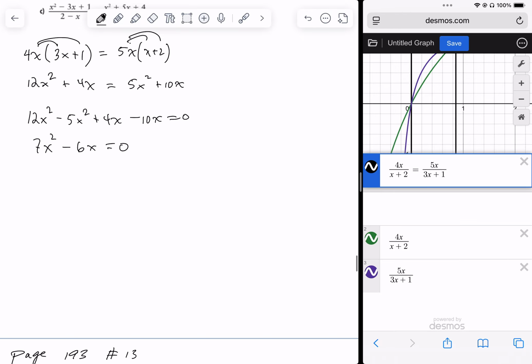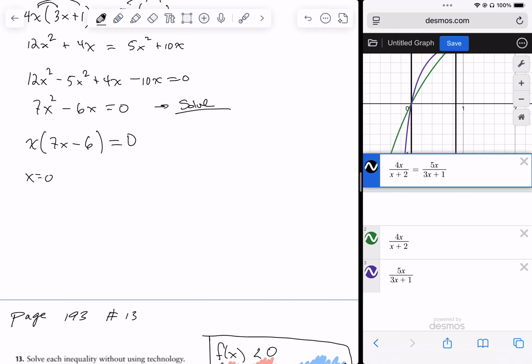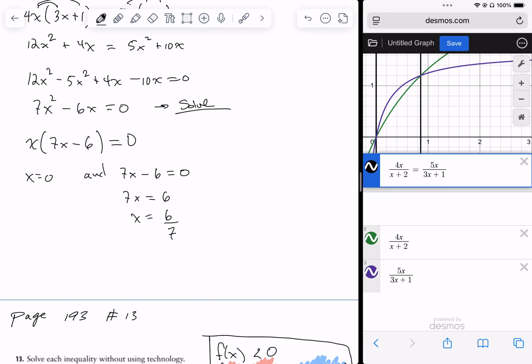So what I can do here to solve, remember, we're just solving this: we're going to factor an x out. So I'm going to get x times 7x minus 6 equal to 0. Okay, so x can equal 0, and 7x minus 6 can equal 0, and so 7x is going to equal 6, and x is going to be 6 by 7.